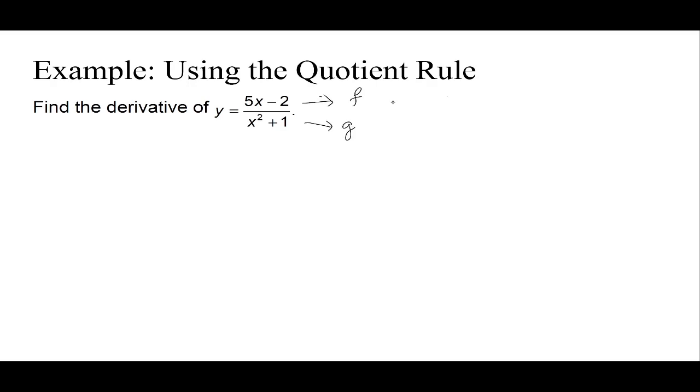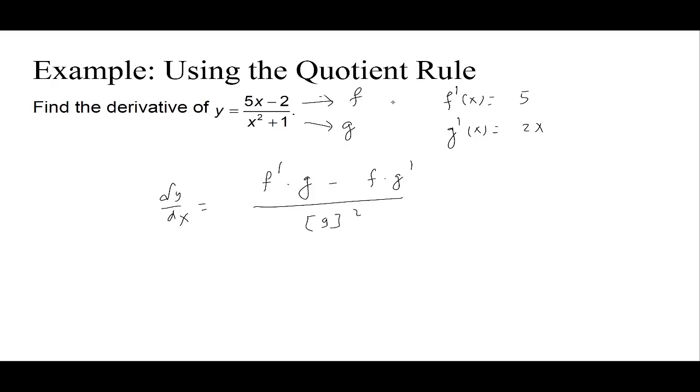To use the quotient rule, you have to find f prime, which is the derivative of the function on the top, which is 5 times the derivative of x, which is 1, minus the derivative of 2, which is 0, so it's 5. G prime is the derivative of the bottom, which is 2x for the first term and 0 for the second. So these are the derivatives. If you want to find the derivative dy over dx using the quotient rule, it's f prime times g minus f times g prime, divided by g squared. Okay, plug in the values.